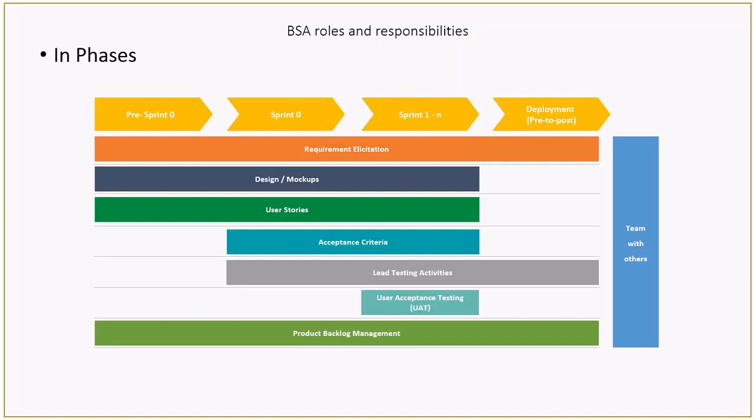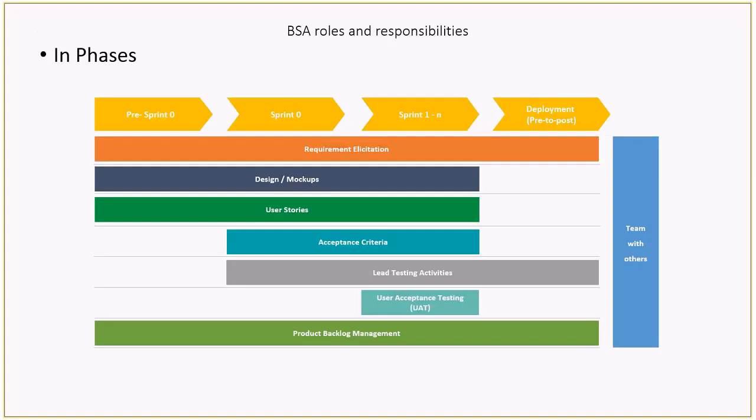the agile phase. As you can see on the diagram, requirement elicitation is a pre-sprint 0 activity which will go on to sprint 1 to n. Even in the development, pre and post, you may keep getting requirements, and you may have to be working on the requirement elicitation. Design and mockup phase is from pre-sprint 0, sprint 0 to sprint 1 to n. So before the beginning of each development sprint, you should be ready with the design and mockups.